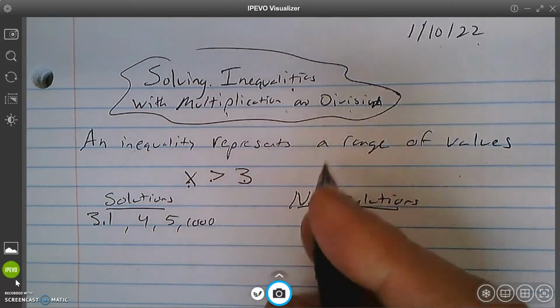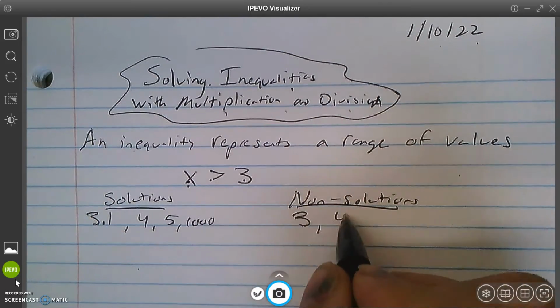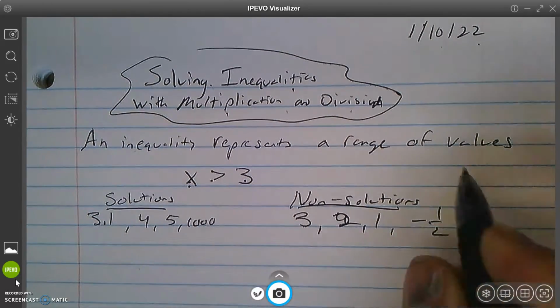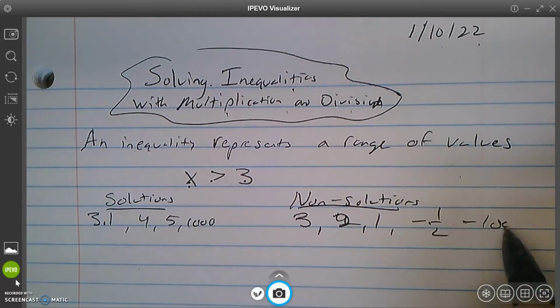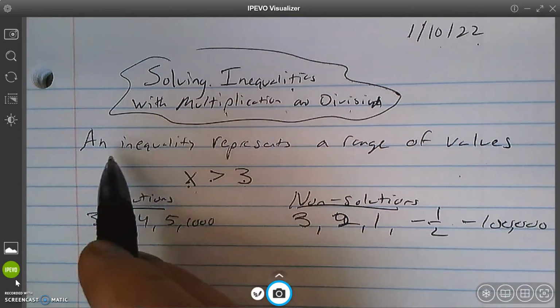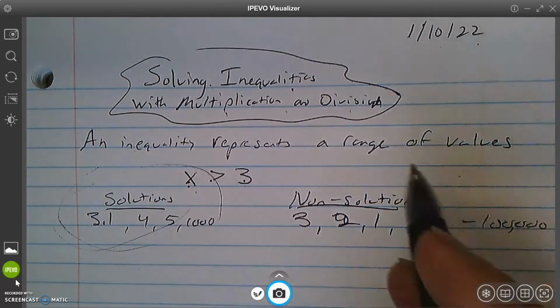Non-solutions, anything that's not greater than 3, like 3. 3 is not greater than 3. 3 is equal to 3. 2, 1, negative a half, all those. So any negative number, 2, negative 100,000. All those are not greater than 3. So the range of solutions are anything greater than 3. So there's more than one solution. There's a lot of solutions. There's a range of them.